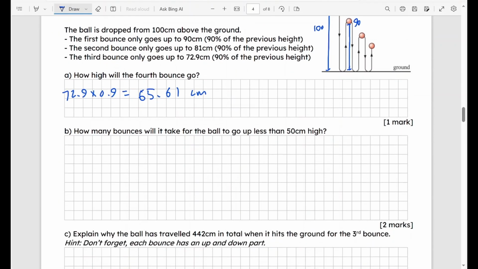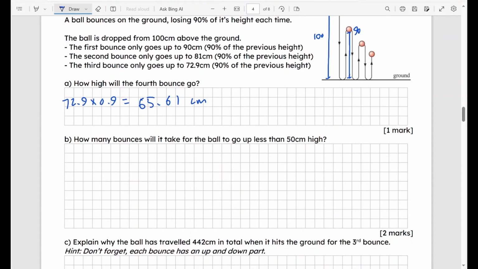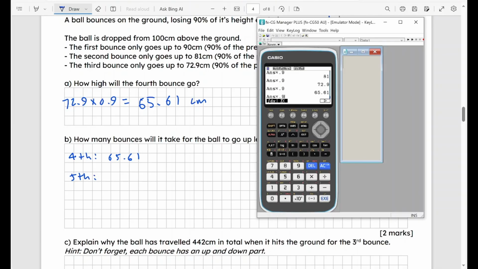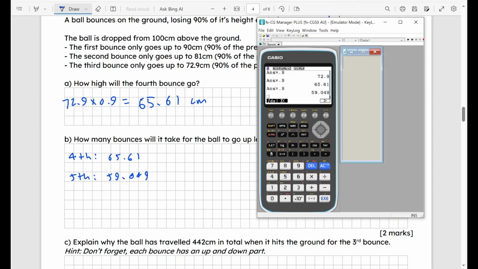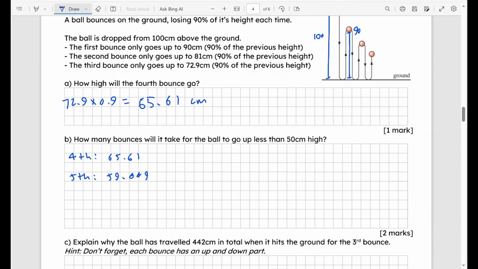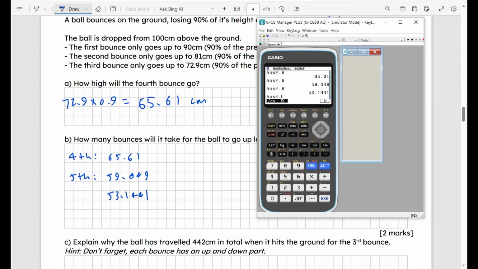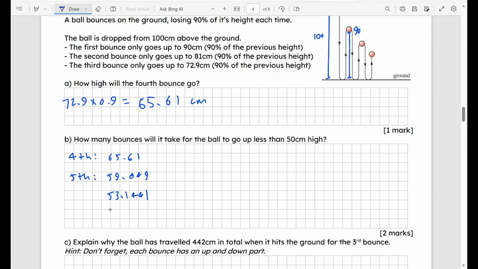centimeters. How many bounces will it take for the ball to go up less than 50 centimeters high? Well, this is trial and error, so fourth bounce will be 65.61. The fifth bounce times 0.9, 59.049. The sixth bounce, 53.1441. And if we times it by 0.9 again, we should get 47.829. All right, so this is the seventh bounce. That's what it works on.